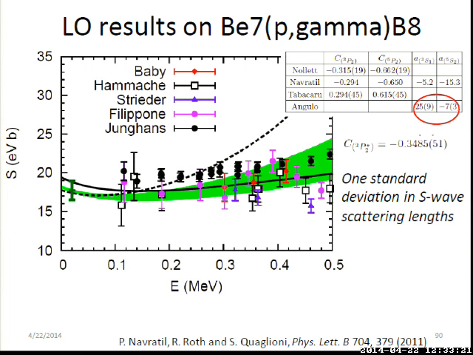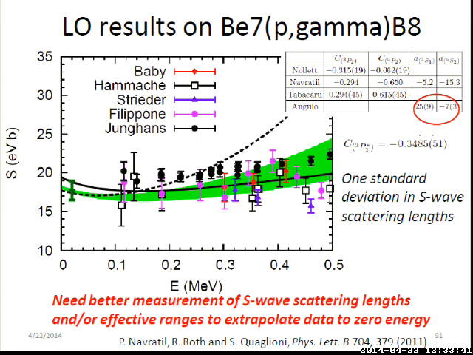So the solar energy is 20 keV, somewhere here. And these are the data. Okay, so you need a curve to connect this data and this low energy. So this would be the band due to the scattering lengths. This is a major point in our second paper: you need better S-wave measurements to extrapolate data to zero energy.